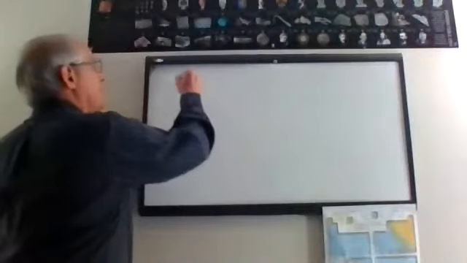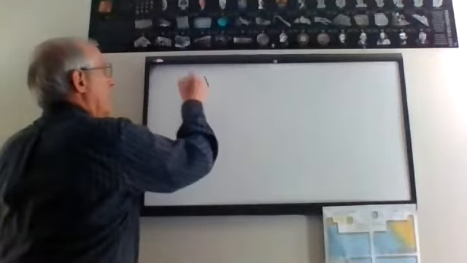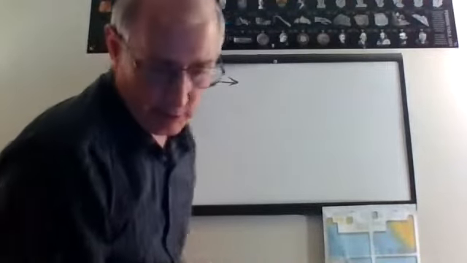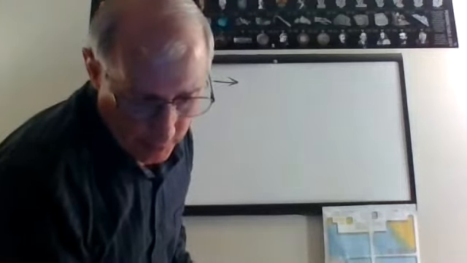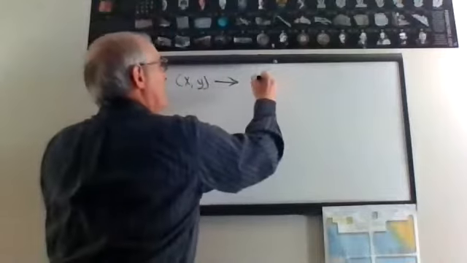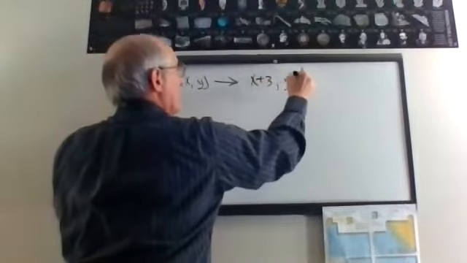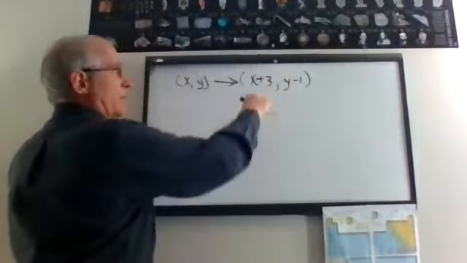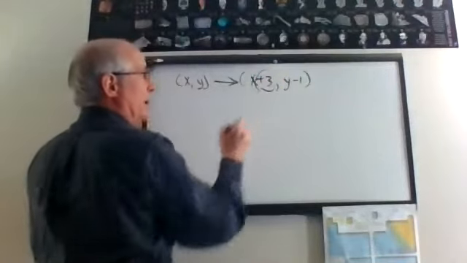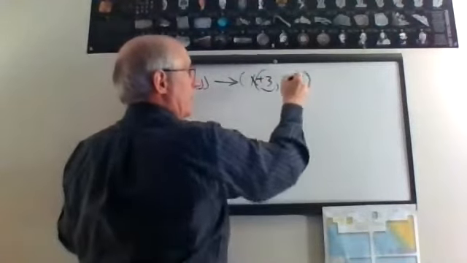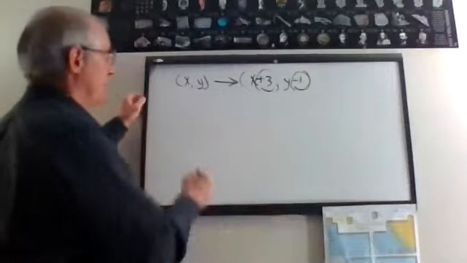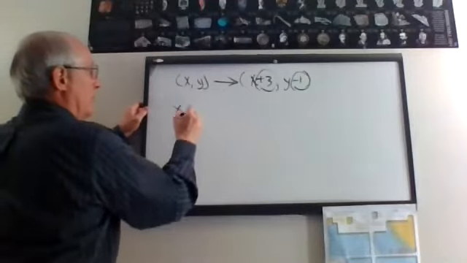Okay, so what is the translation? Well, every value X and Y gets slid as X plus 3, Y minus 1. So for every value of X, we're going to add 3. For every value of Y, we're going to subtract 1. It's very simple. X and Y.